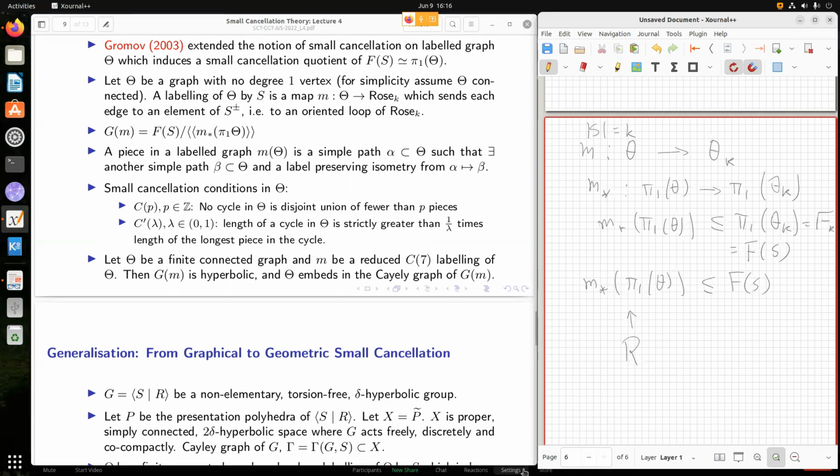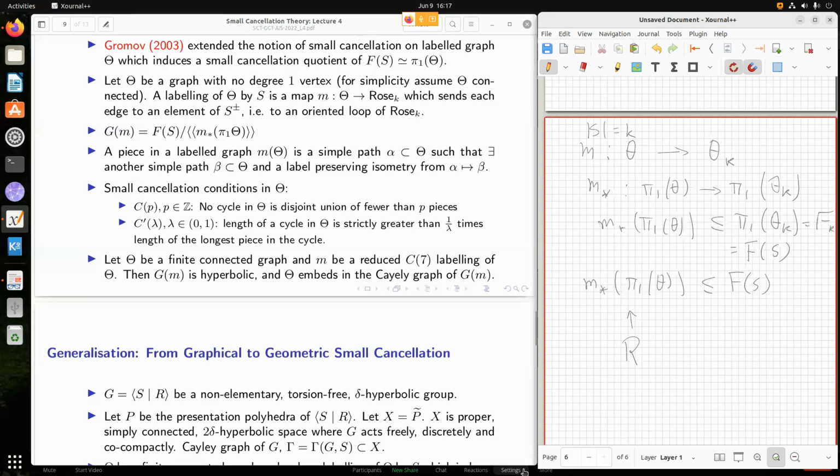Exactly the same thing. So what is C prime lambda? Now C prime lambda for lambda in (0, 1), what was it in the classical case? That the largest piece is less than lambda times the, say, smallest relator.